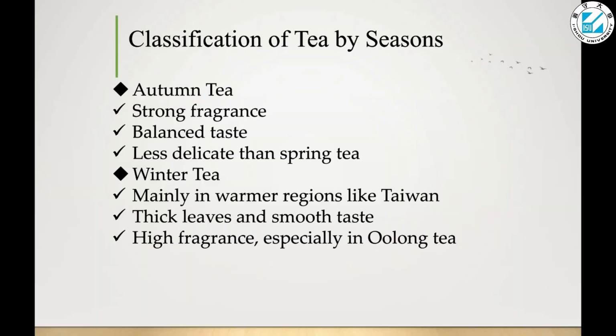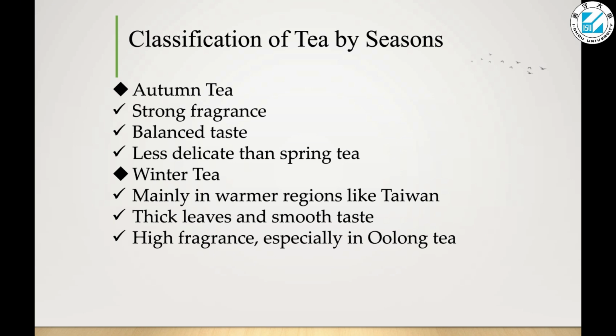And then the next one, autumn tea. Autumn tea offers a strong fragrance because it gets sunshine and sunlight, and a balanced taste. Most tea is harvested in springtime, but some tea is harvested in autumn. That is pu'er. Some producers make pu'er in the autumn, but not in summertime.